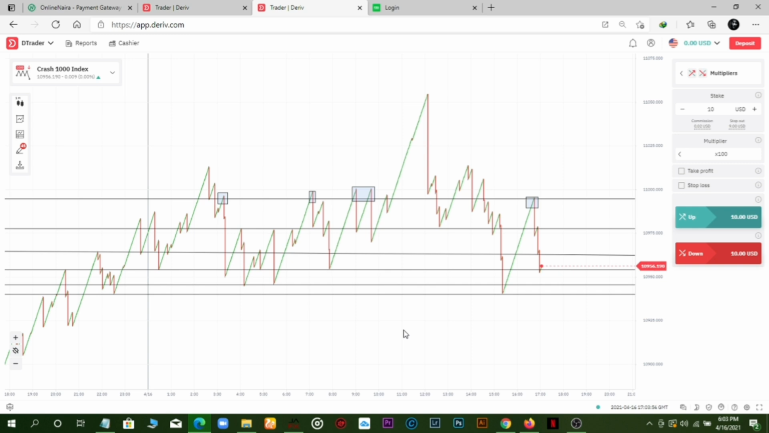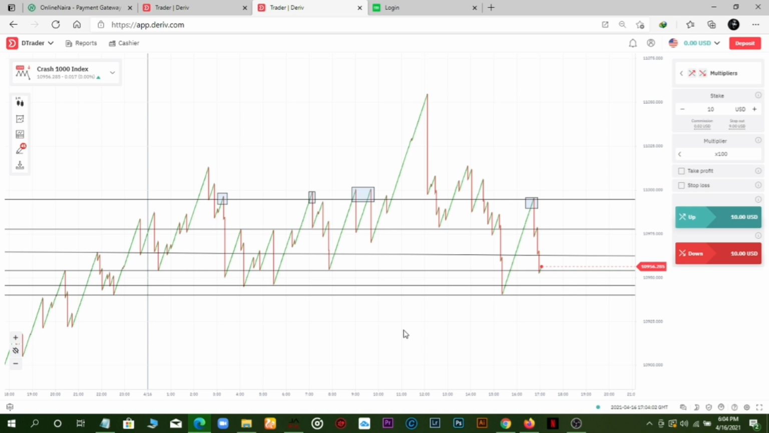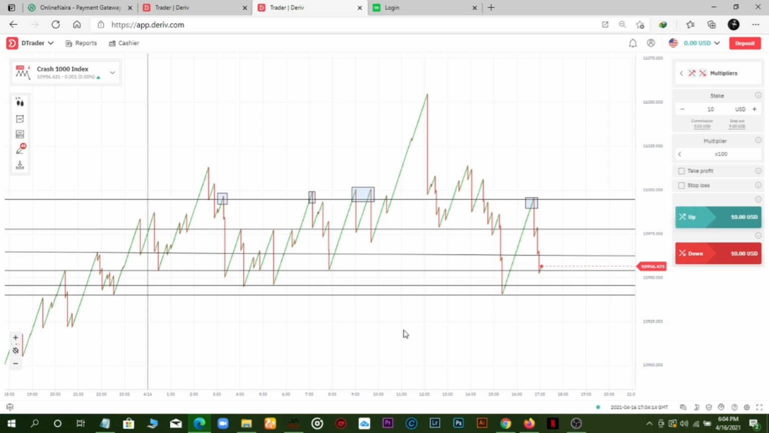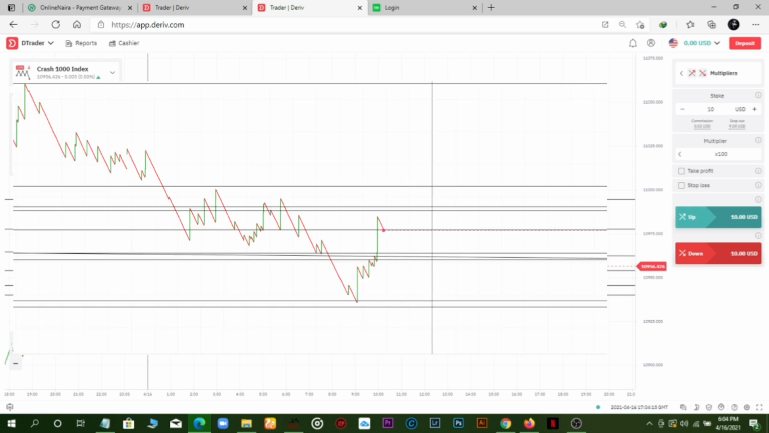The case study here is the Crash 1000 index, and the Crash 1000 and the Crash 500 always tend to spike downwards. The Boom goes upside, so the Crash tends to spike downwards. So we're going to look for every single multiple touch you're getting on your chart when the market comes down and starts retracing up a little bit.